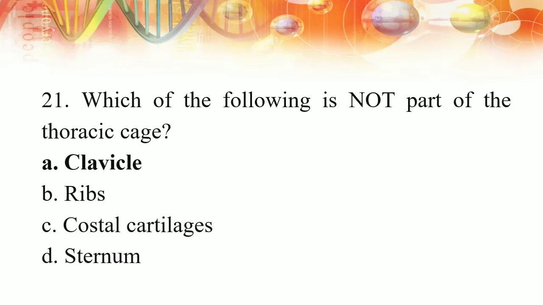Costal cartilage is found at the anterior ends of the ribs, which contributes to the elasticity of the walls of the thorax. Ribs comprise the thoracic cage, with its costal cartilages and the sternum. That leaves us the answer, which is letter A, the clavicle.